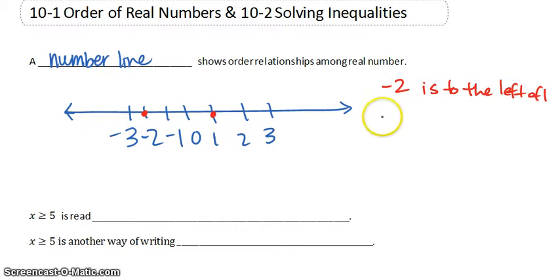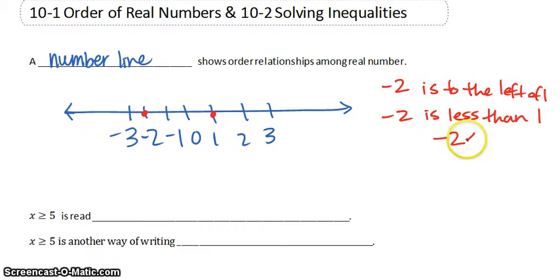We can also write -2 is less than 1. Again, another true statement. We also can say -2 < 1 using the less than sign. And talking about those signs, those are some inequality signs. Hopefully you've seen some of those before. Now, we're going to come over here and it says x ≥ 5 is read exactly how I just read it.